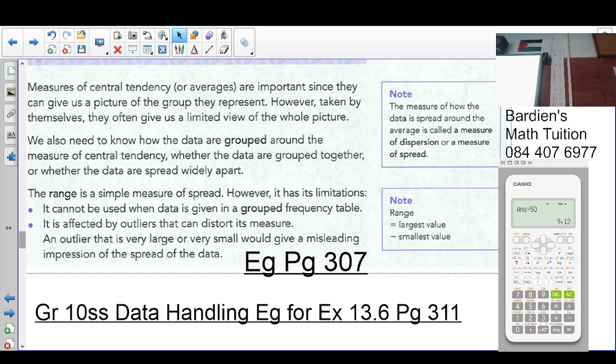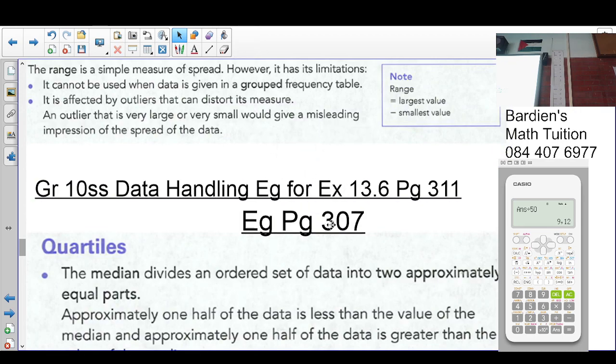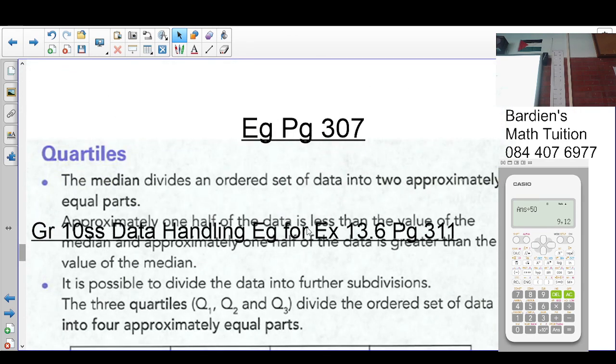Alright, and then of course the median is the best measure of central tendency. The range is affected by outliers and can distort this measure. An outlier that is very large or very small would give a misleading impression of the spread of data. And again, they gave us a note here that the range is the highest value or the largest value minus the smallest or the lowest value.